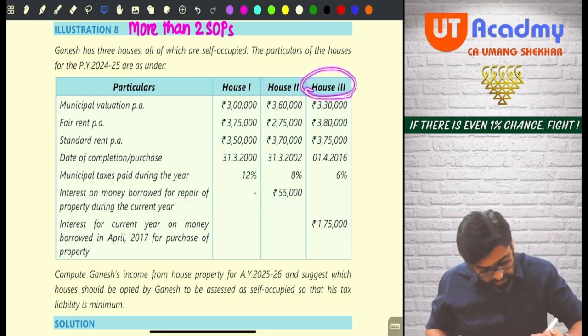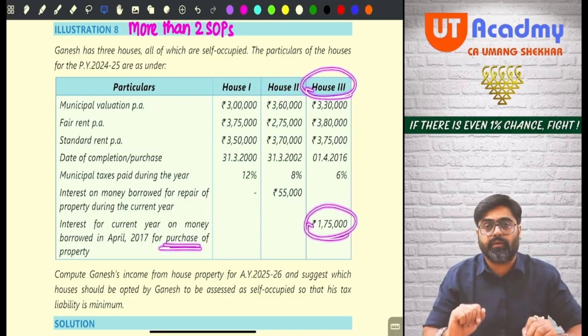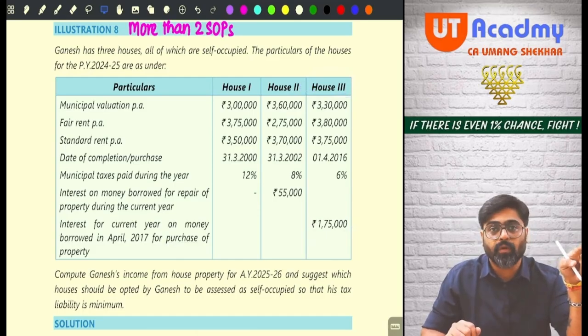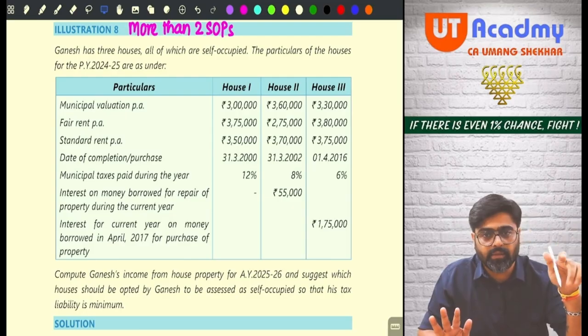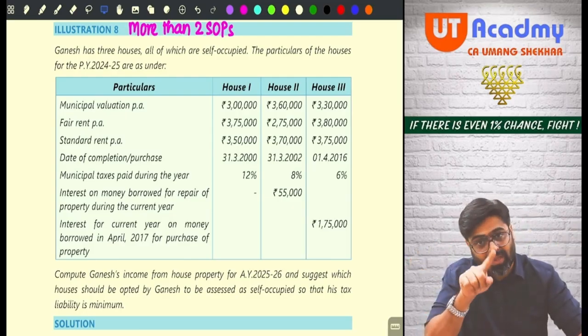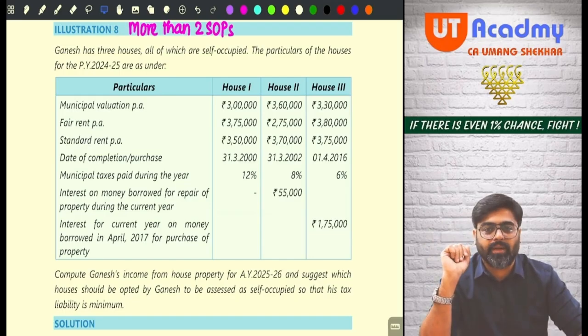And for house 3, you took a purchase loan. On that, the interest is 75,000. So house 3 loan is a purchase loan. Everyone understanding? And house 2 loan is repairs loan. On that, the interest is 55,000. There is no housing loan for property 1. Getting my point, everyone? Sure?